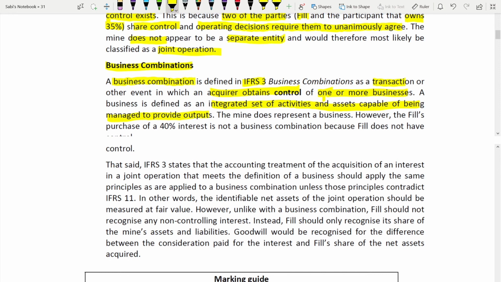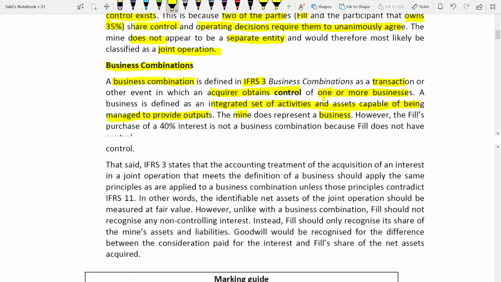A business is defined as an integrated set of activities. This you can also memorize, because it's the same definition you have to use if you have to describe a business according to IFRS 3. That means all the activities are integrated. It's not that you are doing them in isolation. Everything is related to everything. It's integrated, okay? And assets capable of being managed to provide outputs. Does the mine represent a business? It does represent a business, because there are so many things which have to be done, which are integrated in the mine. So it's a business. Okay.